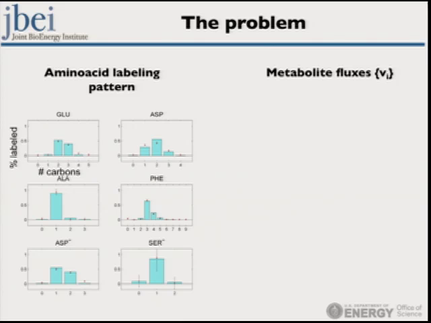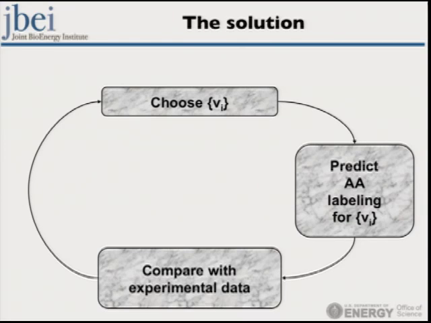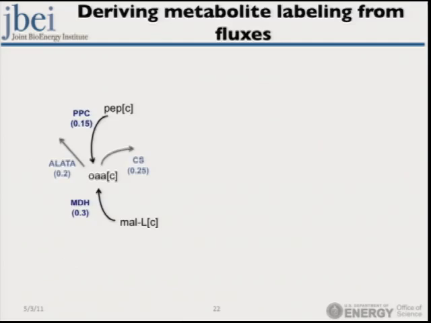The problem is, of course, how to go from this amino acid labeling pattern information all the way to what you want, which are the fluxes. Now, this is what we call an inverse problem. The direct problem would be to go from fluxes into amino acid labeling pattern, which we know how to do. The way that we solve this inverse problem is very standard, in a recursive fashion, where we choose a set of fluxes. Then we predict what the amino acid labeling will be for those fluxes.